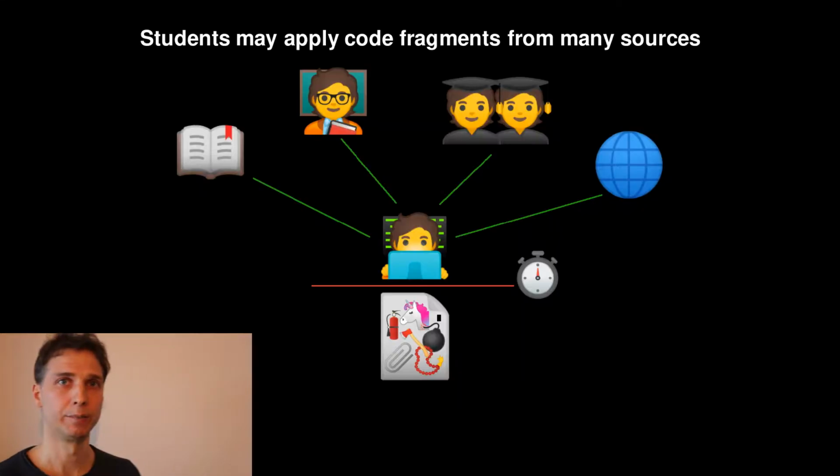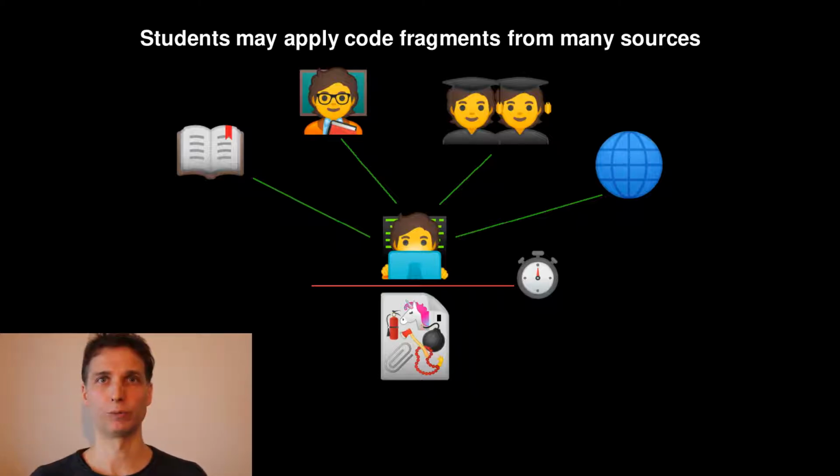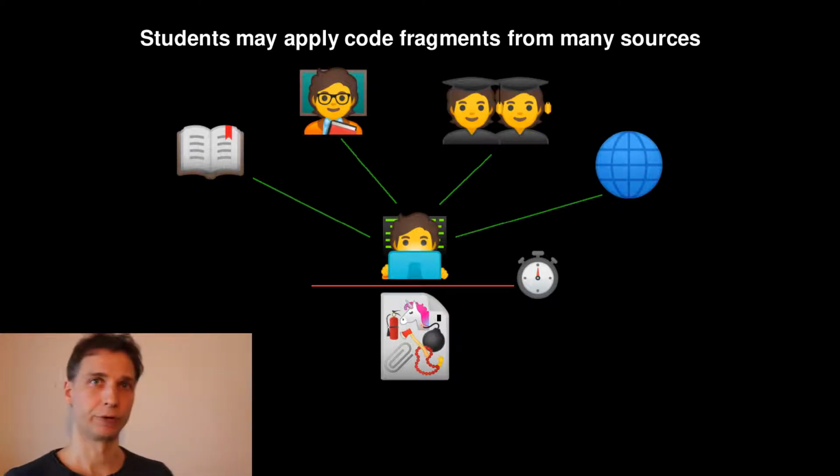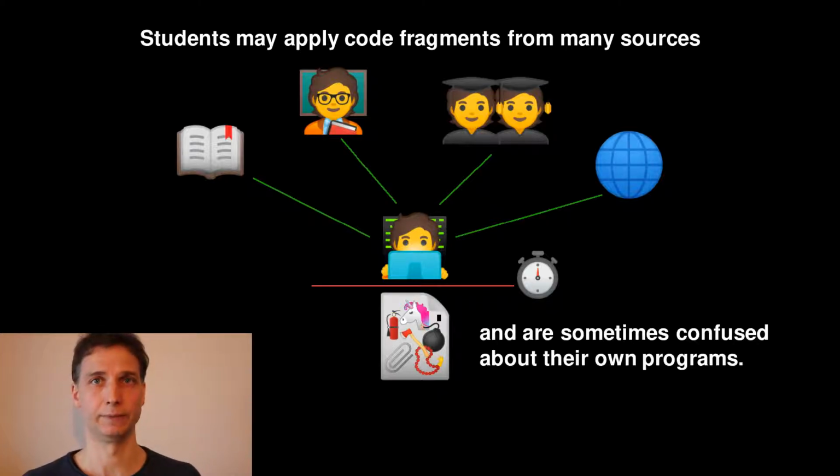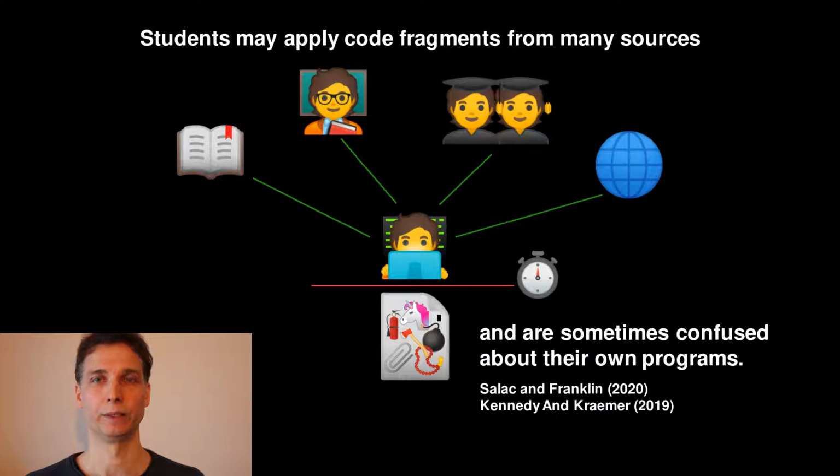We have seen that many students apply little understood code fragments from various sources, such as textbooks, student peers, or internet searches. Trial and error combined with Q&A support or automatic feedback can help to form a functionally correct program without reaching understanding. Evidence of issues in understanding one's own program are found in Salak and Franklin 2020, Kennedy and Kramer 2019.